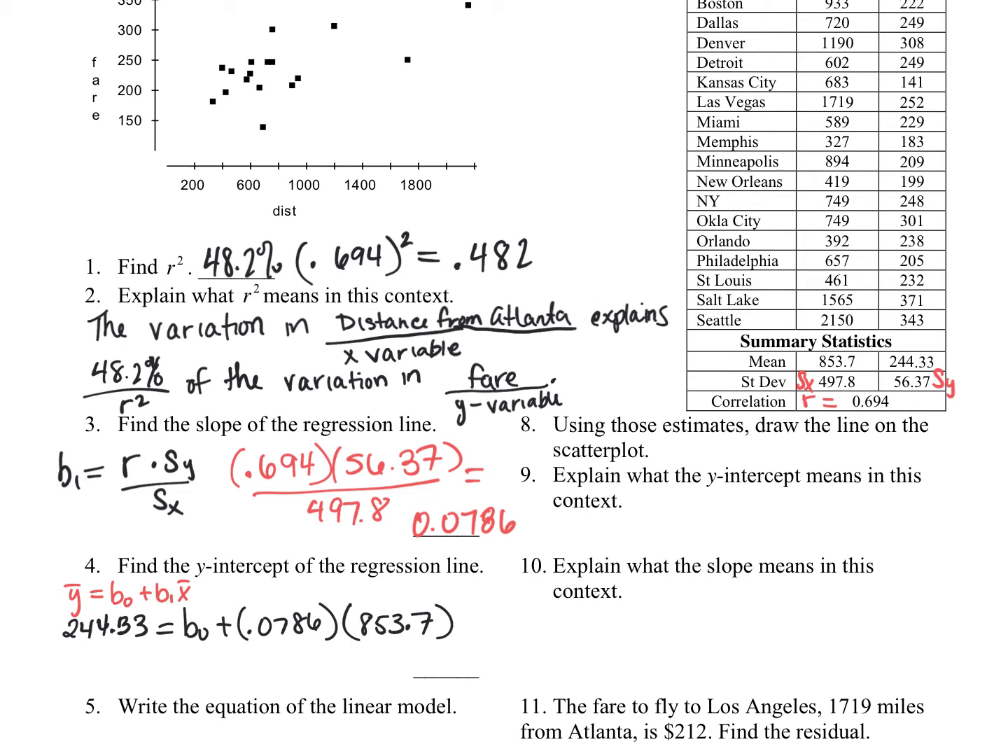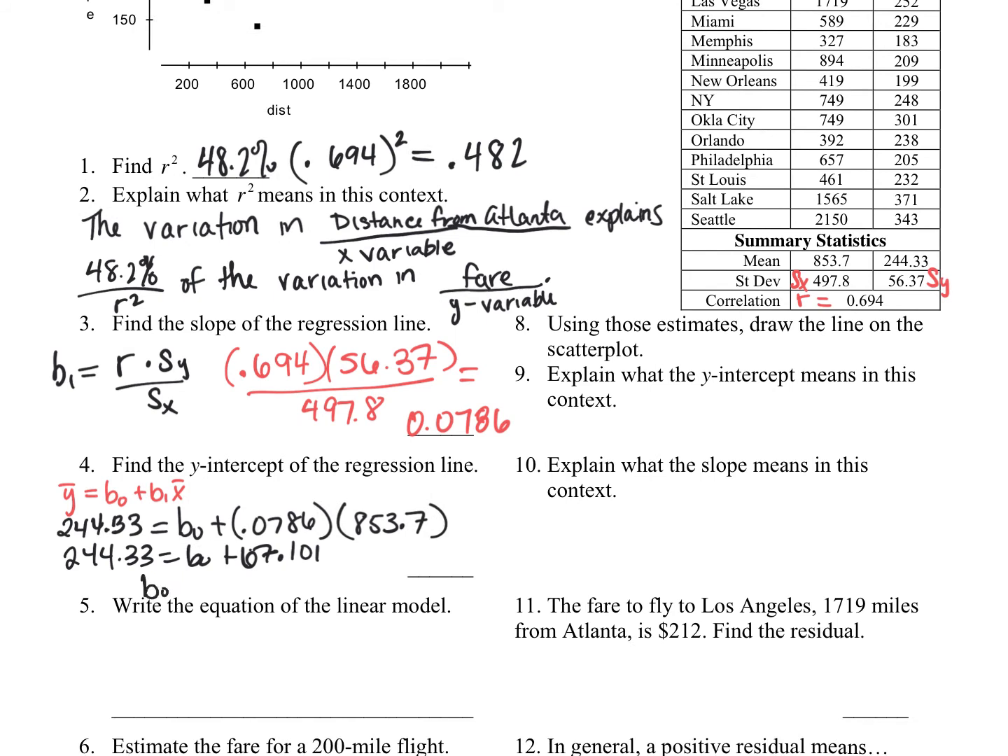So I got 244.33 equals b naught plus 67.101, and then I got b naught equals 177.23. Yeah? Subtract the 67. And remember, you're not rounding in your calculator as much as possible.